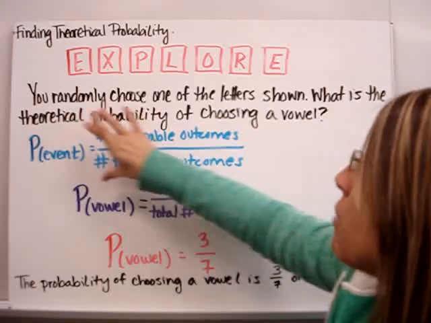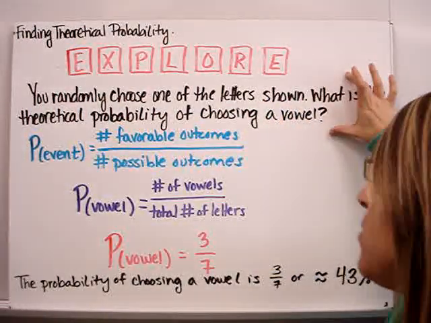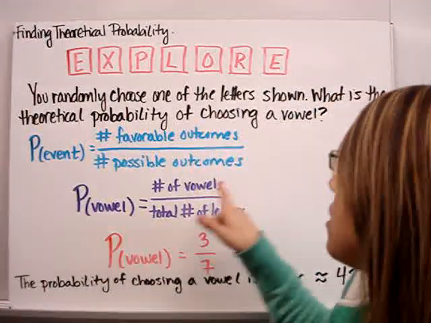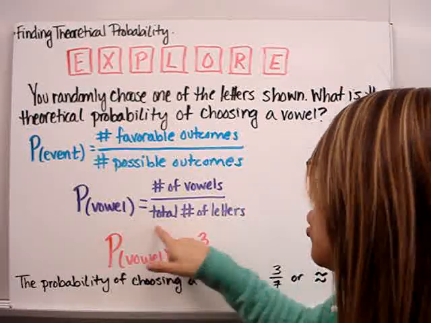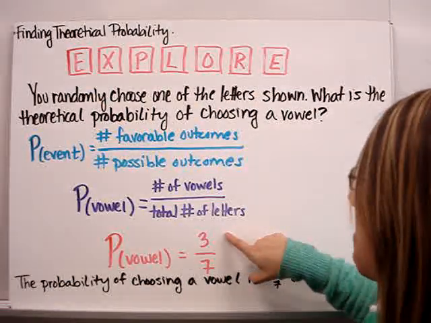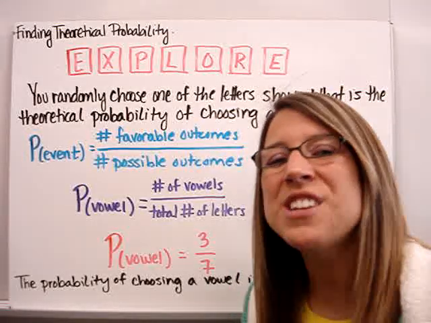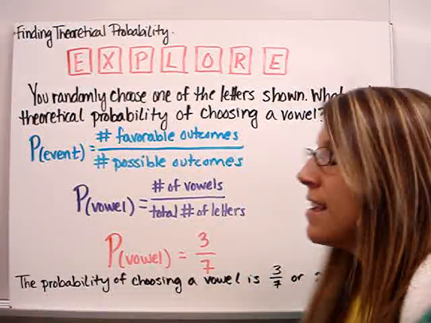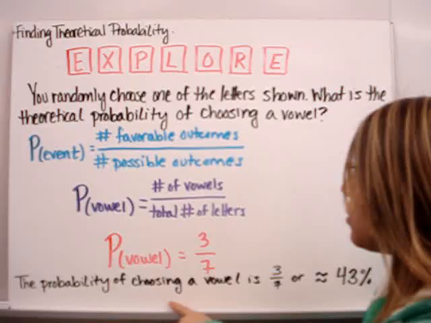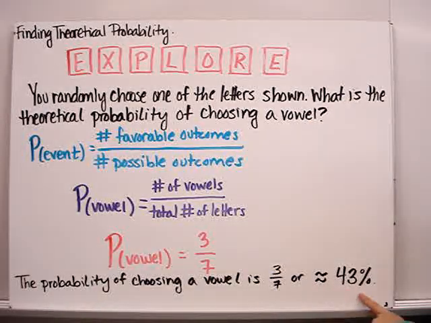So I can rewrite this equation as what I'm actually looking for with this story. So the probability of finding a vowel is going to be the number of vowels over the total number of letters. Again, I have 3 vowels and 7 total letters. Remember that probability is a number between 0 and 1. This is 3/7. So I can say the probability of choosing a vowel is 3/7, or about 43%.